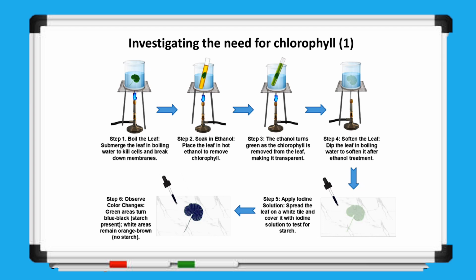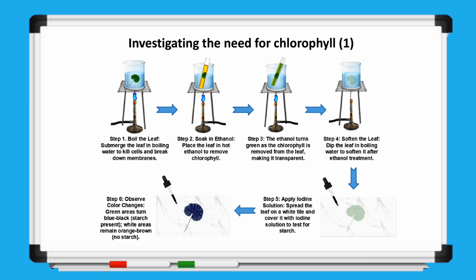The purpose here is to remove the chlorophyll. In step 3, check it out. As the chlorophyll dissolves, the ethanol turns green, and the leaf becomes pale or translucent. Next, in step 4, we briefly dip the leaf back into hot water. This softens the leaf, as it becomes quite brittle after being in ethanol.